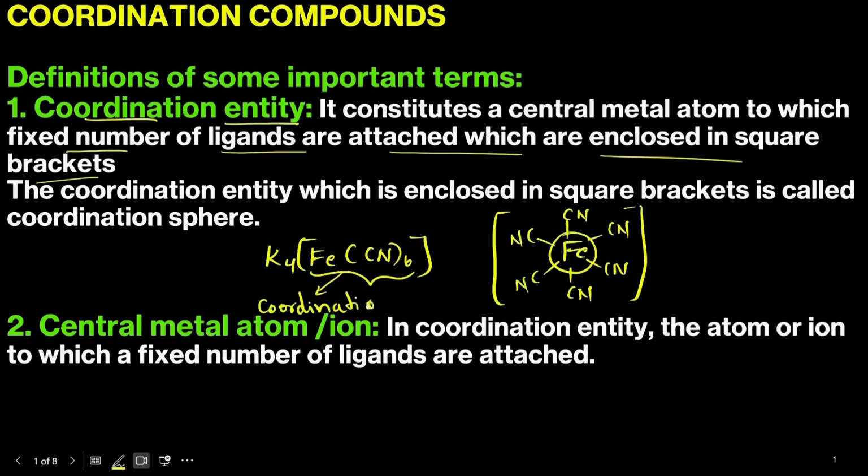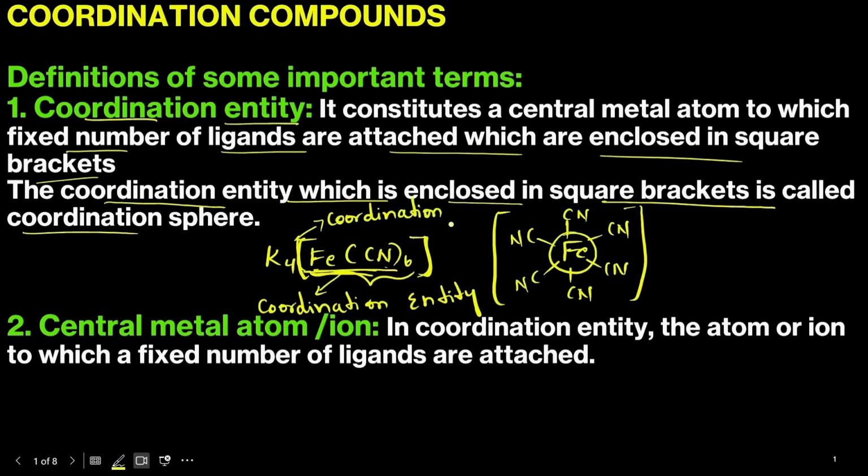Coordination entity. Okay. And next, the coordination entity which is enclosed in the square brackets is called the coordination sphere. Here, the coordination entity means the metal which is attached to a fixed number of ligands, which is enclosed in the square bracket. That is nothing but the coordination entity. Here, the coordination entity is enclosed in the square bracket and that is called the coordination sphere.